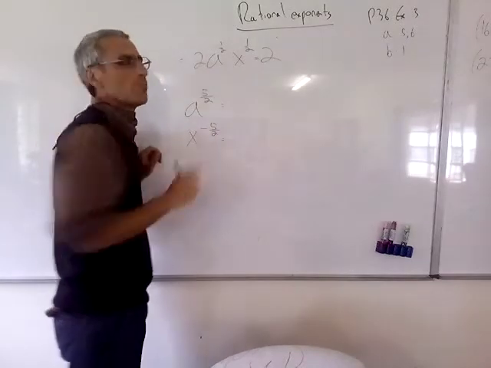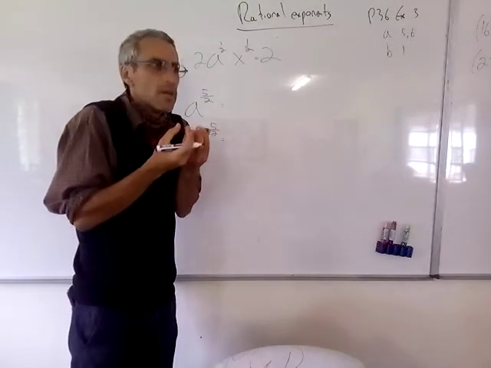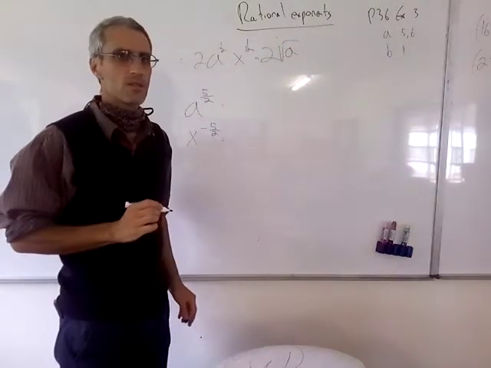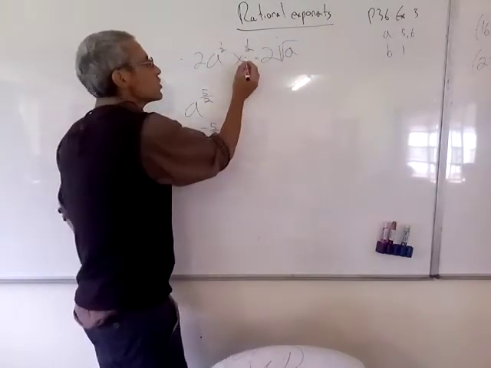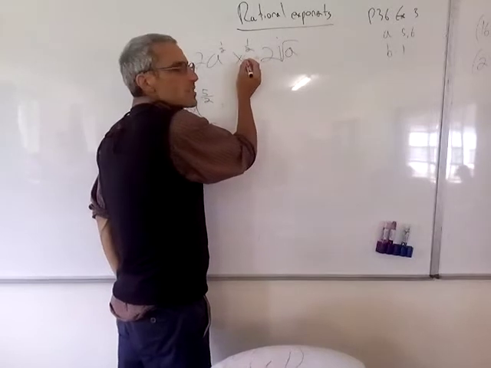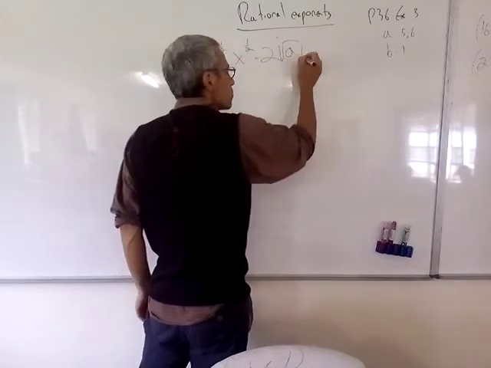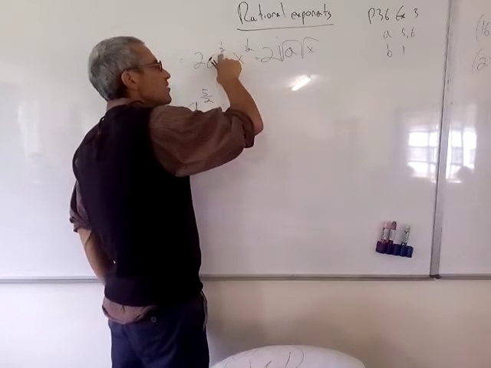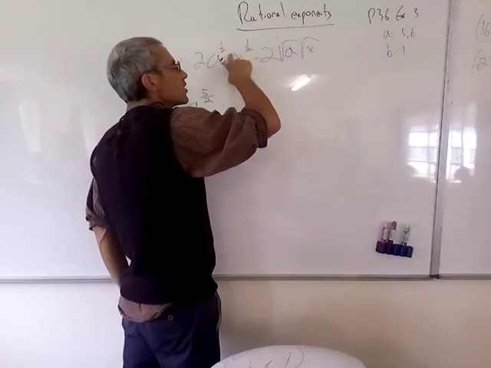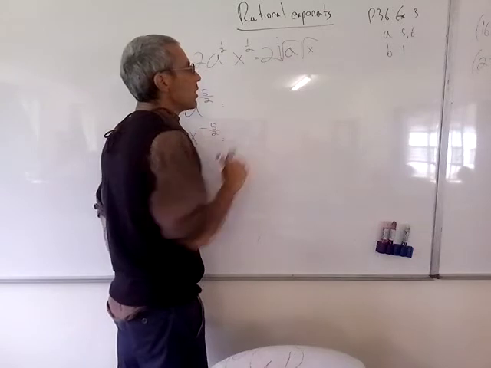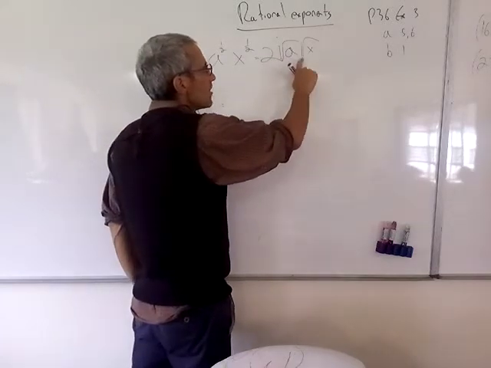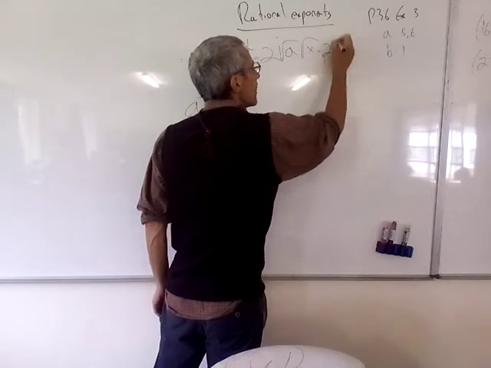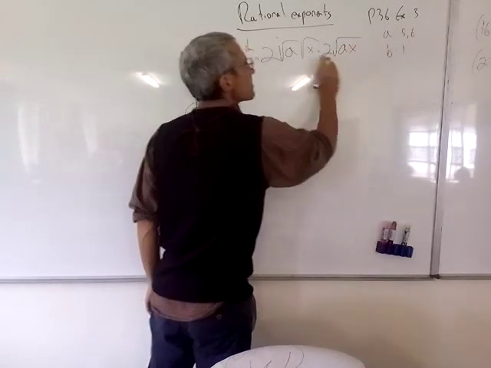What is a to the power of half? What does it mean? It's the square root of a. That's what a to the power of half means. And what is x to the power of half? Square root of x, isn't it? So now we're moving from rational exponents into roots. So what is 2 times square root of a times square root of x? I can write it as 2 times the square root of ax.